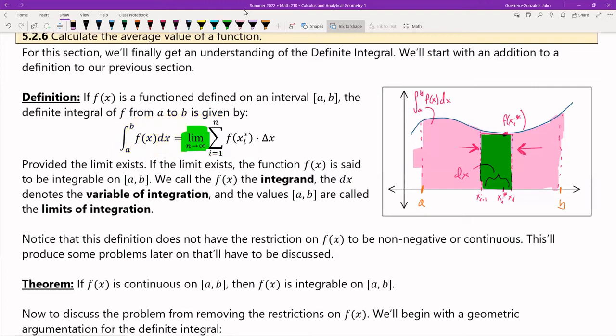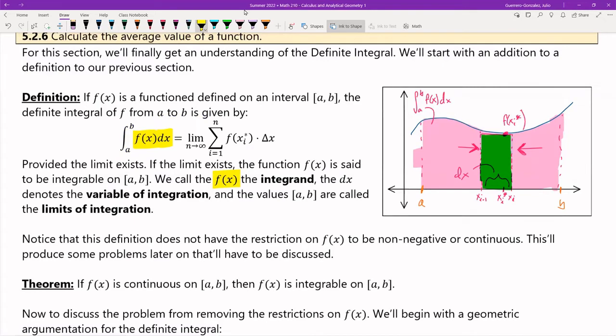Now, what I want to do is start to introduce this notation right here, the one with the squiggle on it, okay? So the f of x, the thing inside, that's what we call the integrand, right? The dx, that denotes the variable of integration.